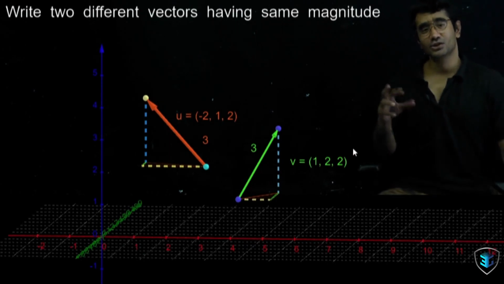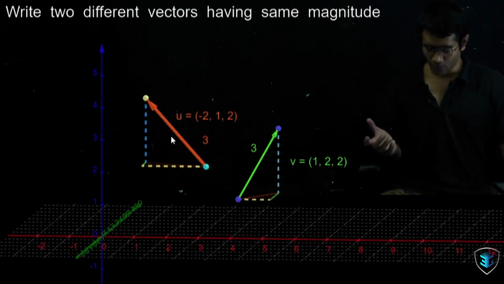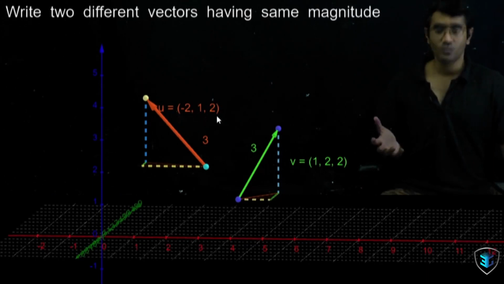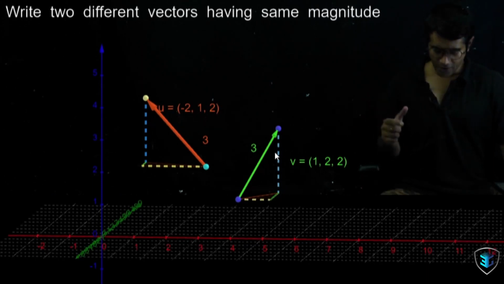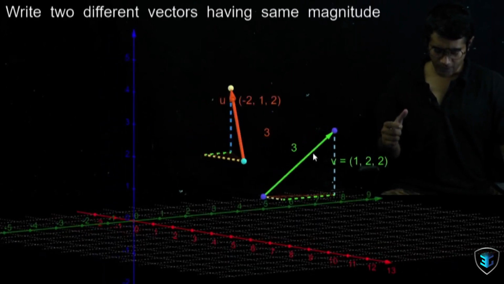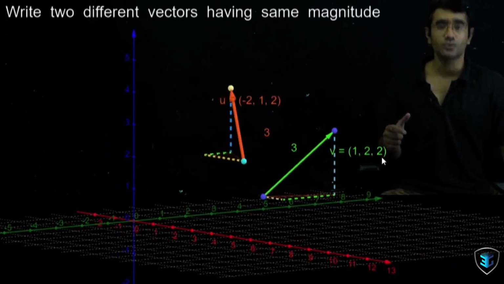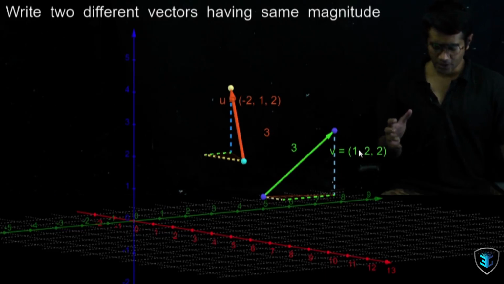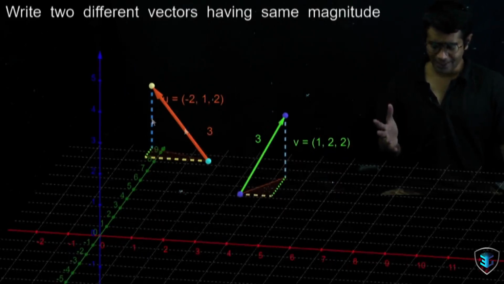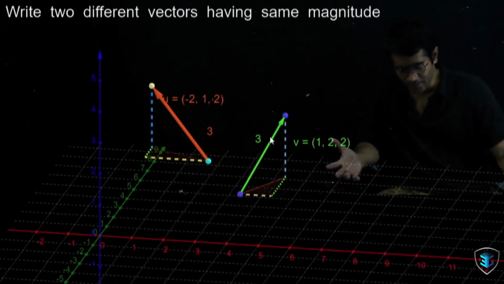So what decides that the direction of the two vectors is different? Look at this. I have two vectors here. That is the vector u, which is -2, 1, and 2, which are the direction ratios. And the direction ratios of this vector, which is the green vector here, is 1, 2, and 2. So now see, their direction ratios are different, so their directions are different. But I can see that the magnitude is same.